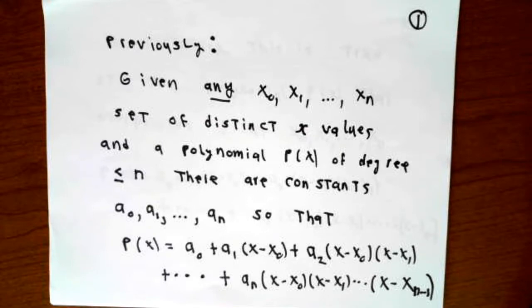Previously, in our discussion of polynomial interpolation, we had made the observation that if I give you any collection of distinct x numbers, x0 through xn, and a polynomial of degree less than or equal to n, regardless of where these points came from or where the polynomial came from, you can write p of x as a constant plus a constant times x minus x0 plus a constant times x minus x0, x minus x1, all the way out to an times the product of n factors, 1 through n minus 1, together with that one. And this format is going to be exceedingly useful to us.